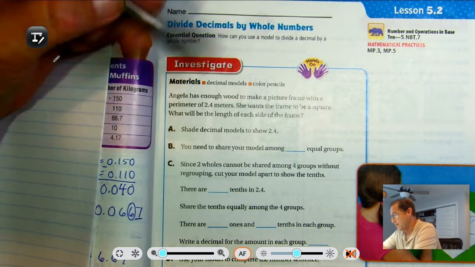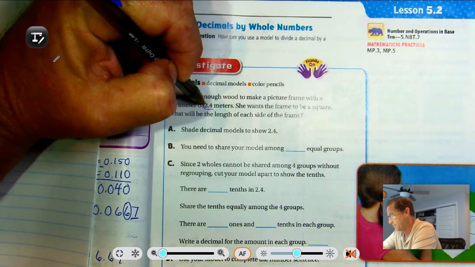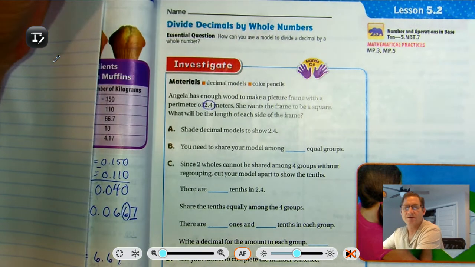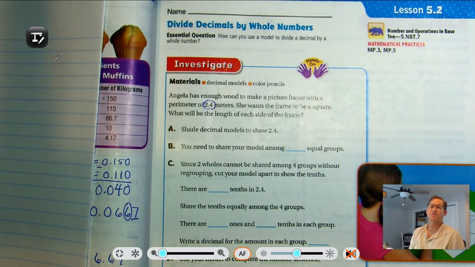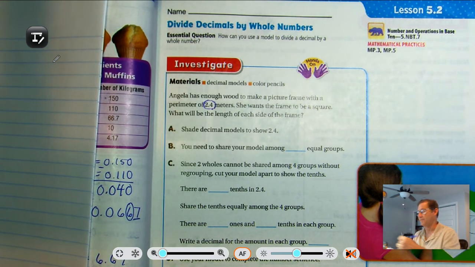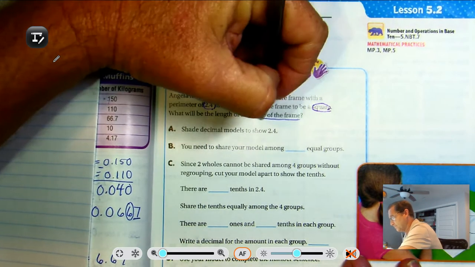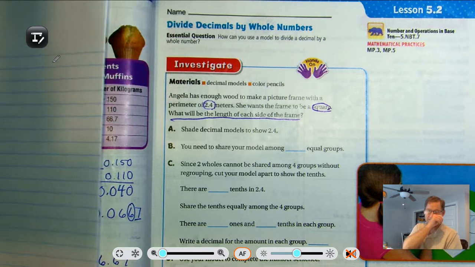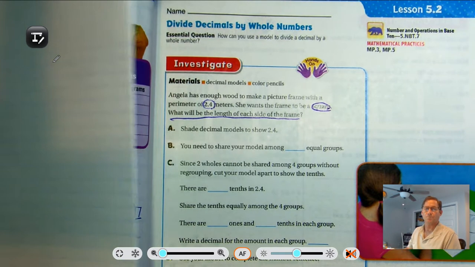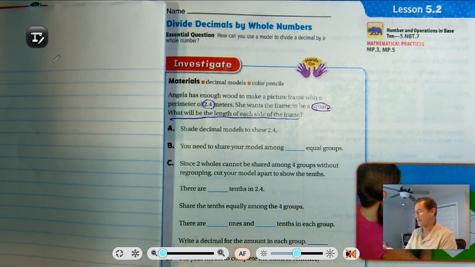Okay, so now Angela has enough wood to make a picture frame with a perimeter of 2 4/10 meters. She wants the frame to be a square. What will be the length of each side of the frame? All right, so we're going to make a model to show 2 4/10.